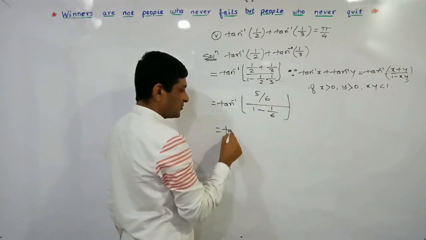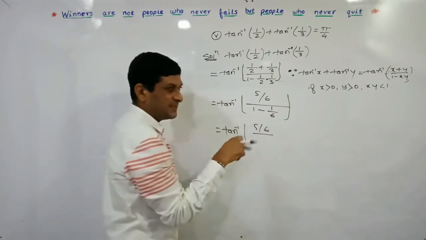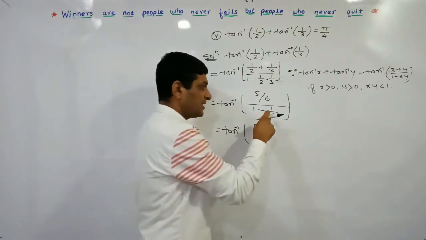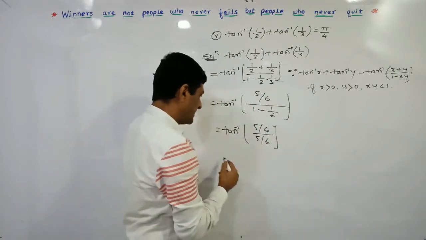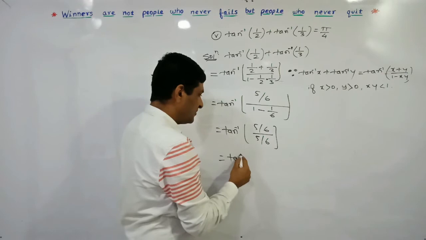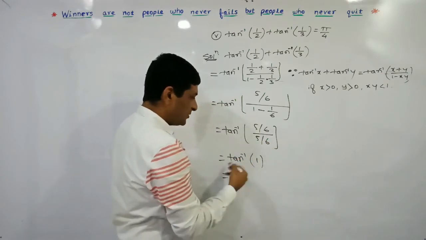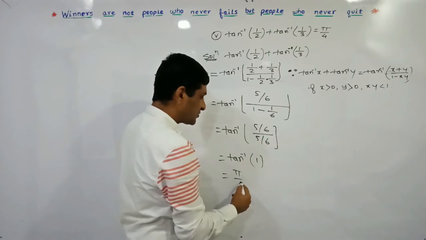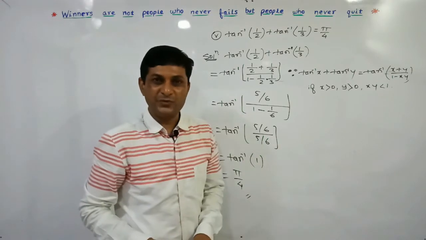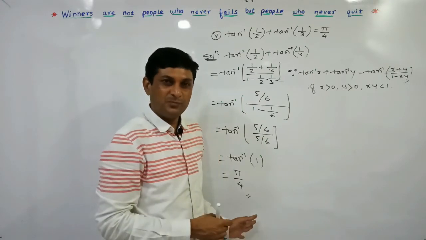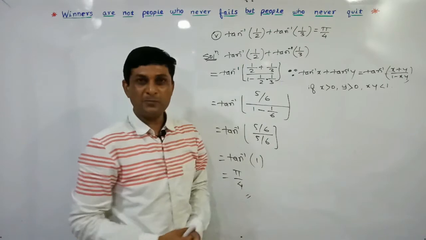So this is equal to tan inverse of 5 by 6, keep it as it is. In the denominator, again take the cross multiplication: 6 minus 1 is equal to 5, so 5 by 6. So this is equal to tan inverse of 5 by 6 upon 5 by 6, which is 1, and we know that tan inverse of 1 is equal to pi by 4. That is nothing but the value which we have to prove here. So we have shown that the addition of these two terms is equal to pi by 4.